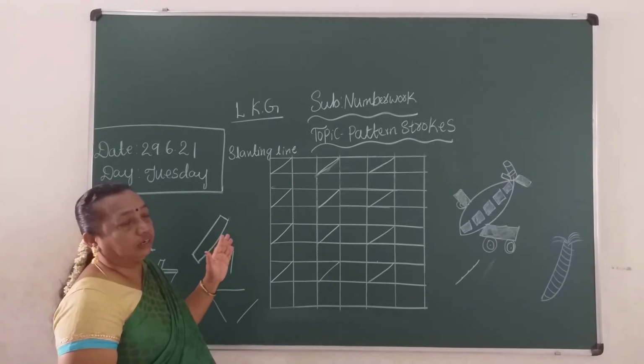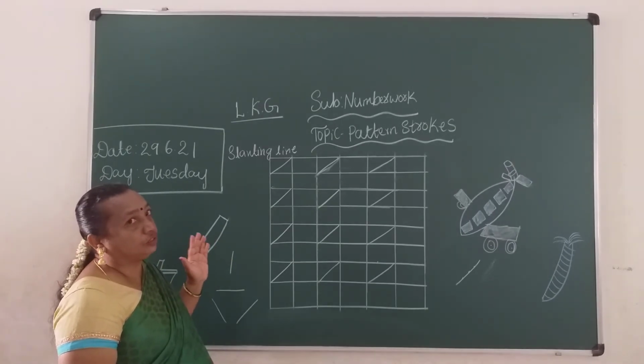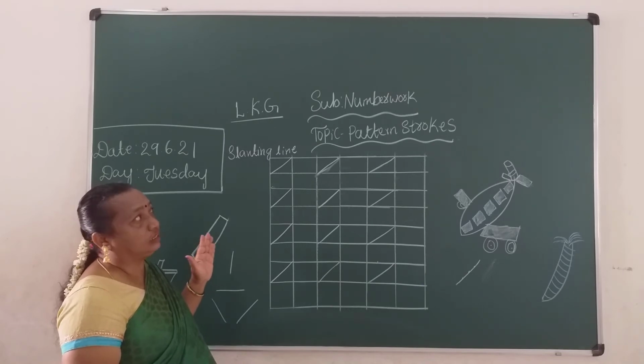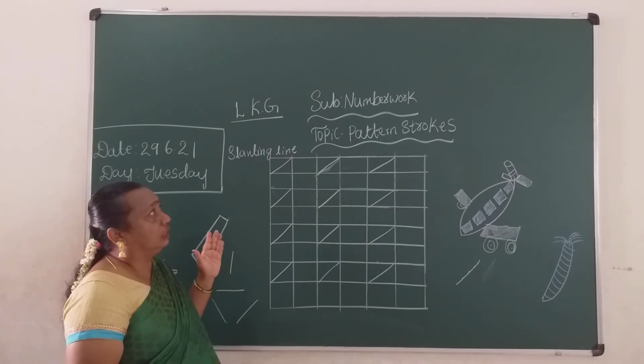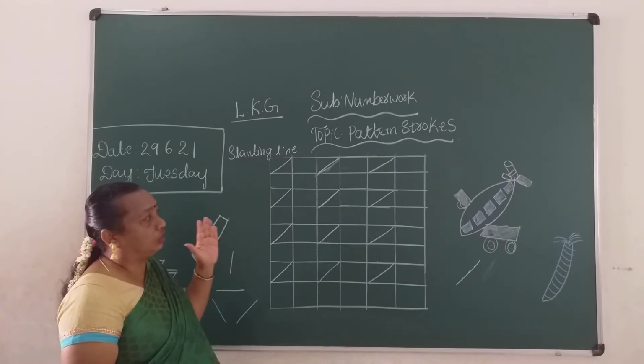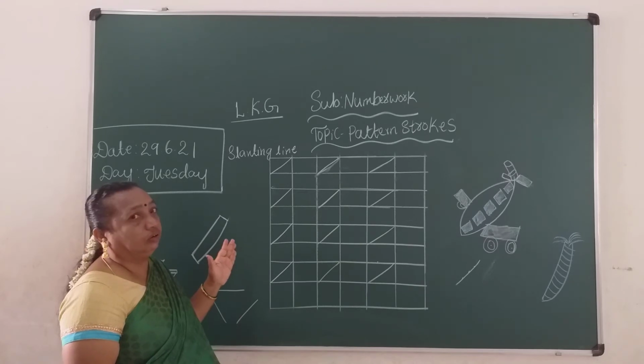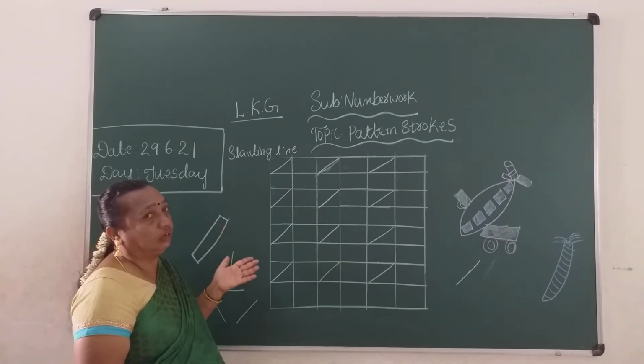Number work. What is it, children? Pattern strokes. In English also you can know, children. For number work also, we need pattern strokes. First you have to learn this one, then only can you write numbers and all easily.